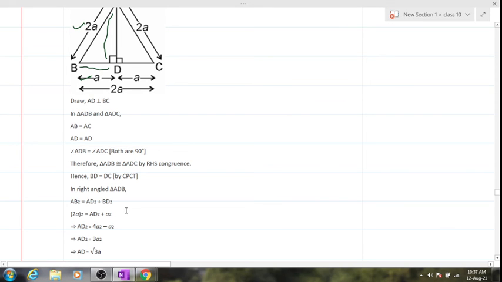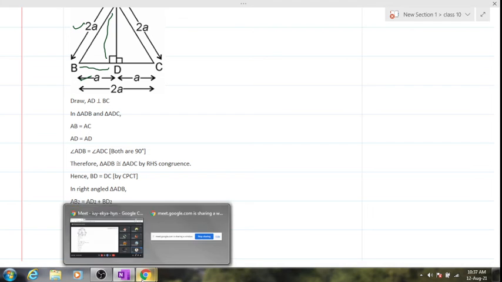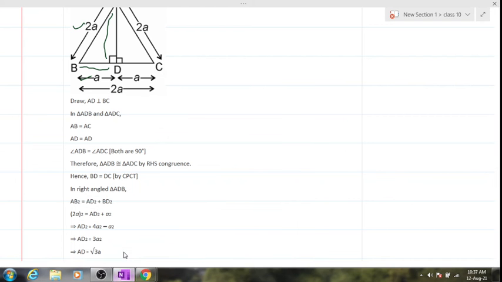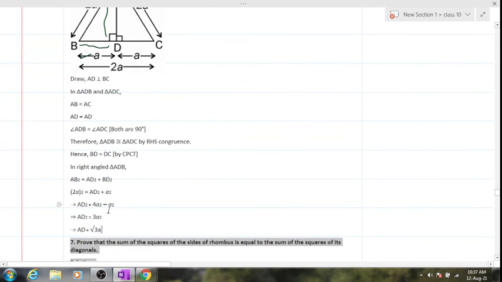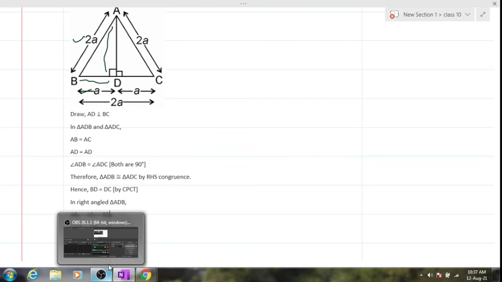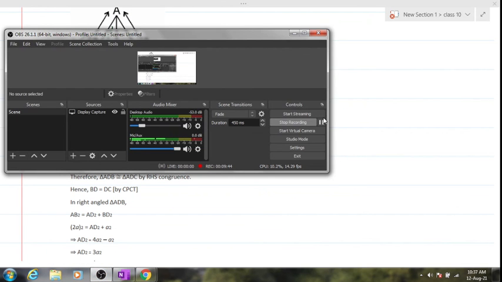I hope people have understood how root 3A came. Simply using Pythagoras theorem, no fancy things done out here. I'm pausing the video, kindly note it down. And make sure the diagram is also done properly. And if anyone has any doubts regarding this, please ask me now.